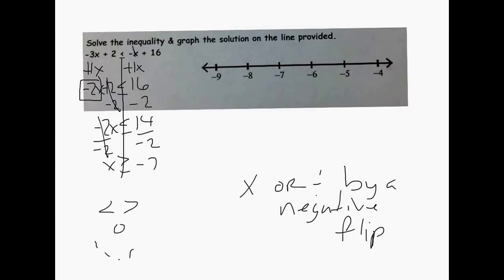Remember, these faces help us tell whether it's an open dot or a closed dot. So this symbol always gets a closed dot, so a closed dot at negative 7. This is pointing to the right, but if you hadn't flipped it, it'd be pointing the wrong way, so this is a picture of that graph.